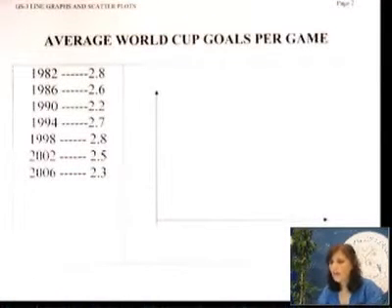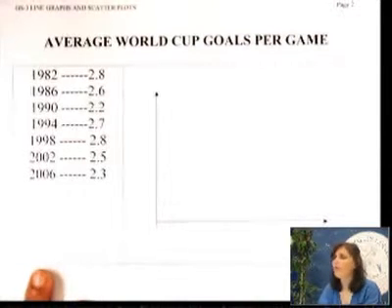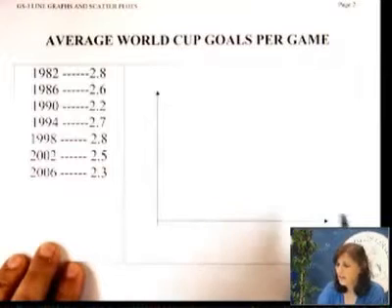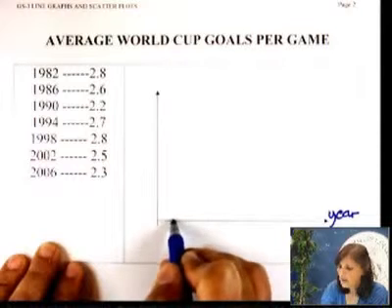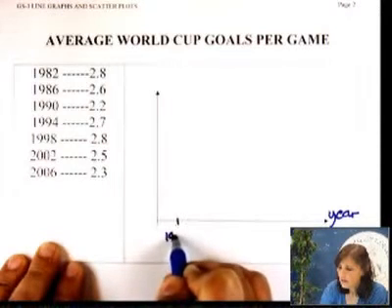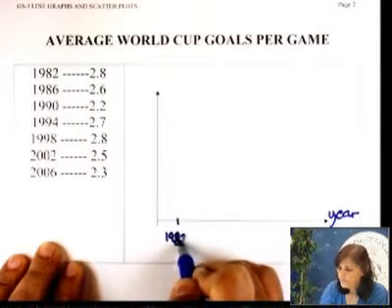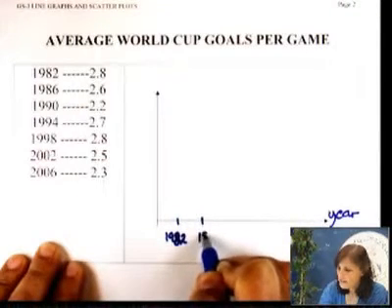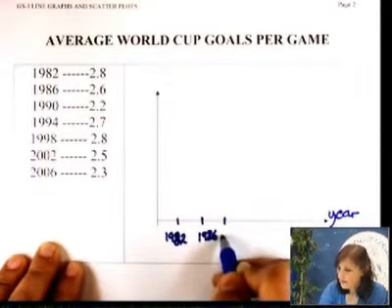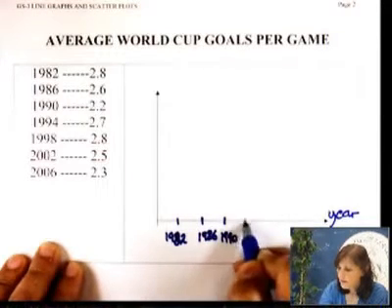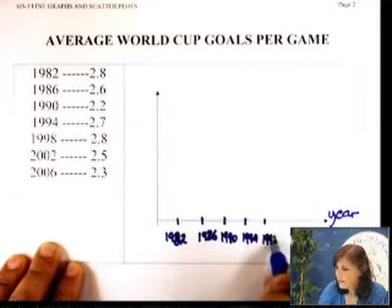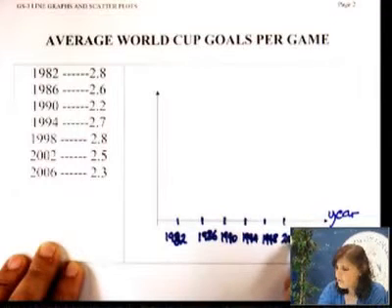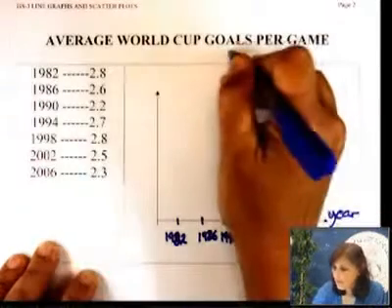Let's say I want average World Cup goals per game, and I want to make a line plot of that. I can have year this way, and average goals this way. So let's say I start with 1982, 1986, 1990, 1994, so every 4 years, 1998, 2002, 2006, and average World Cup goals per game, that can be the title.